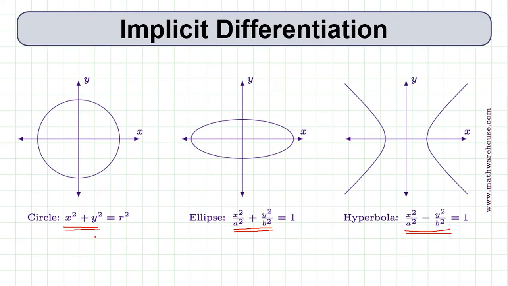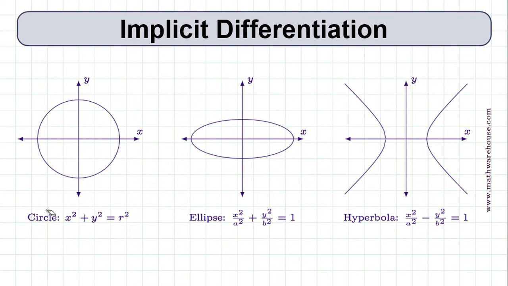Because we will just isolate the y, like here. If we isolate y, y squared is equal to r squared minus x squared. Then we just take the square root, right? So we have somewhat isolated it. But there are cases where the isolation, the separation of x and y, is not possible. That is why we really need to learn how to take derivatives of implicit functions. Okay?